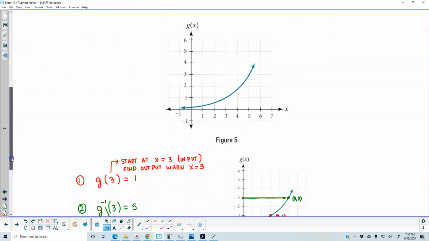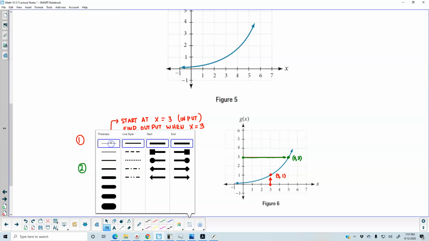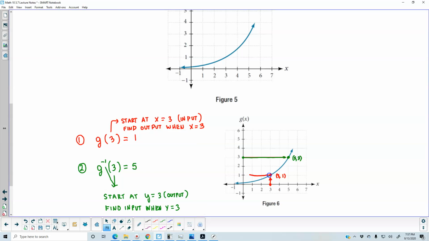If we want to find the first part, g of 3, what we're going to do is start at x equals 3, which is the input, and then find the output when x is equal to 3. The output is the number 1, because that corresponds to the input 3, the ordered pair (3, 1).